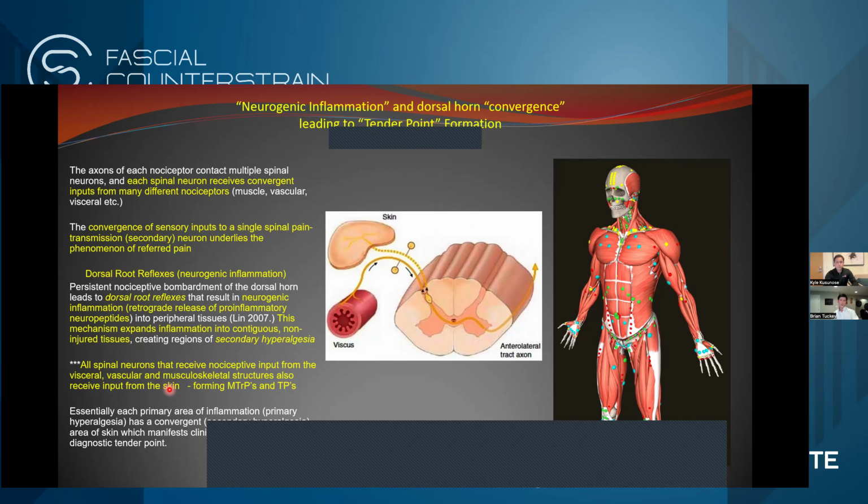So the tender point is not the problem. The tender point is the surface presentation of the deeper problem. In scientific terms, we call that secondary hyperalgesia. It's a secondary inflammation from the primary inflammation, okay? So the process is not to go digging your thumb into this or rub an ultrasound on that or whatever. It's to find the source and drain it, and then this will go away.